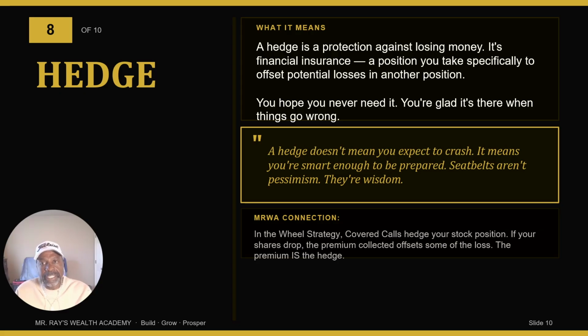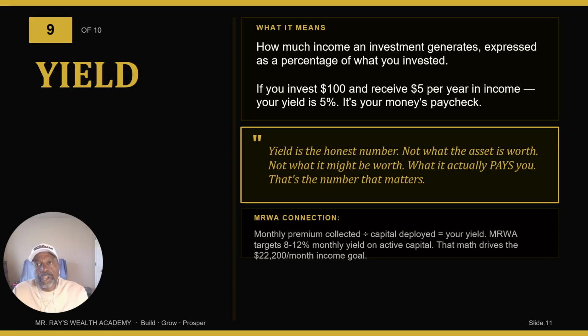In the wheel strategy, the covered call is your hedge. When you own shares and sell a covered call, you collect the premium. If the stock drops, that premium cushions the blow. You don't get out, you get paid to wait it out. The premium acts as a hedge against the downside. This is why the wheel is considered a relatively conservative option strategy. You're not just selling the option naked. Every position has a built-in hedge. Think about that.